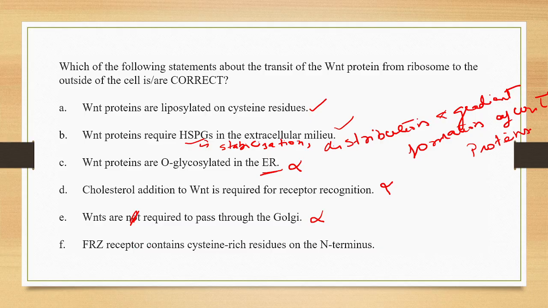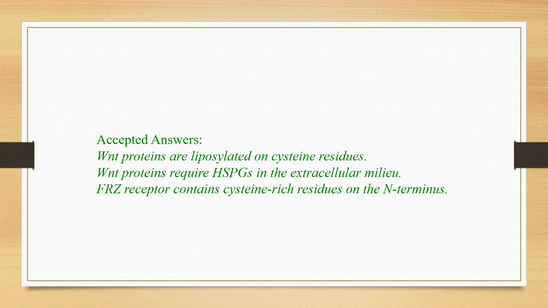Then, the Frizzled receptor contains cysteine-rich residues on the N terminus. So this statement is also right, and this particular cysteine-rich domain present in the N terminus helps in ligand binding. So it helps in binding your ligand, which is your Wnt. So your correct options are A, B and F. A, B and F are the correct options.